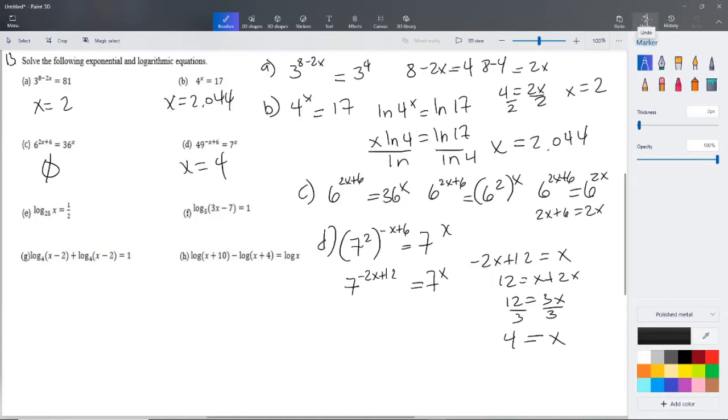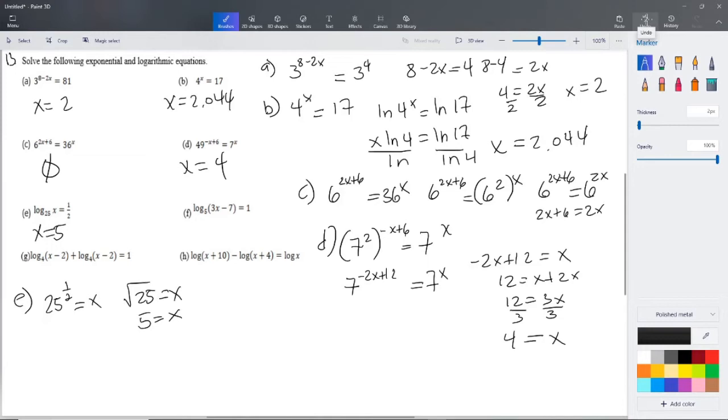All right, which leaves us E, F, G, and H. For E, we're going to use the definition of log, which says 25 to the power of 1/2 is equal to x. Now, the square root of 25 is the same as the 25 to the 1/2 power. And so we're going to say 5 is equal to x. Normally, we might say plus or minus 5, but remember, x cannot be a negative value. So 5 is the answer for part E.